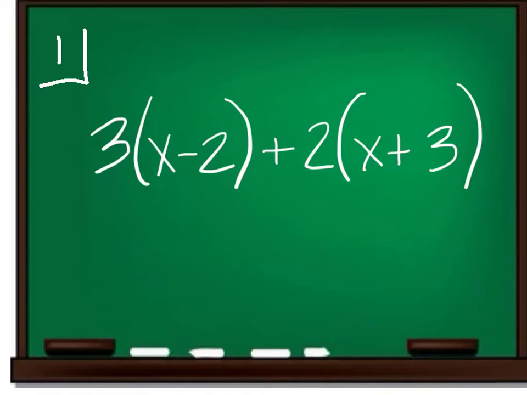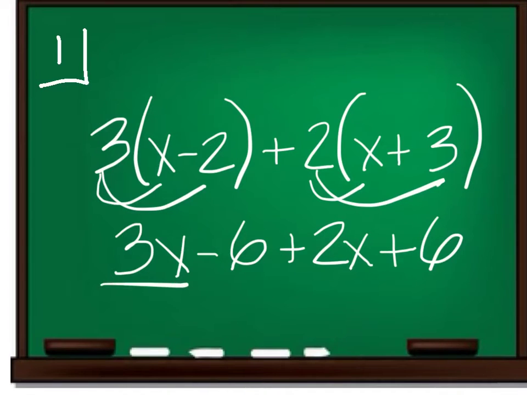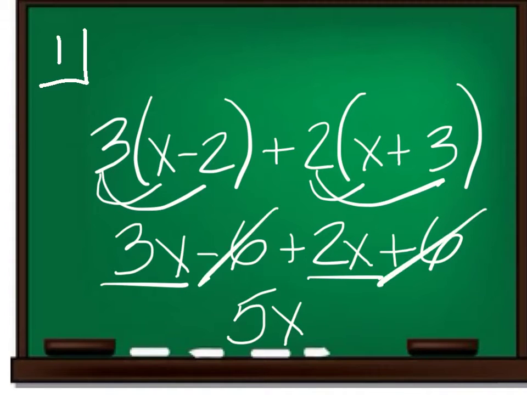Here's how you do this. You multiply 3 by x to get 3x, and then 3 by minus 2 to get minus 6, and then 2 by x to get 2x, and 2 by 3 to get 6. 3x and 2x is 5x, and minus 6 plus 6 cancels out to 0.